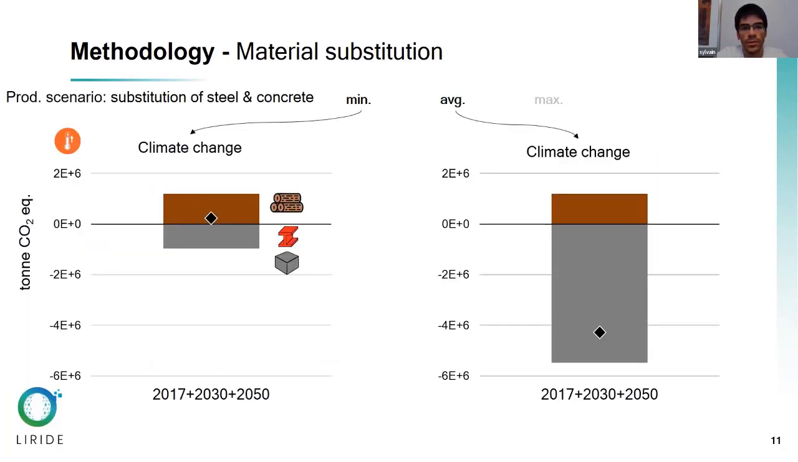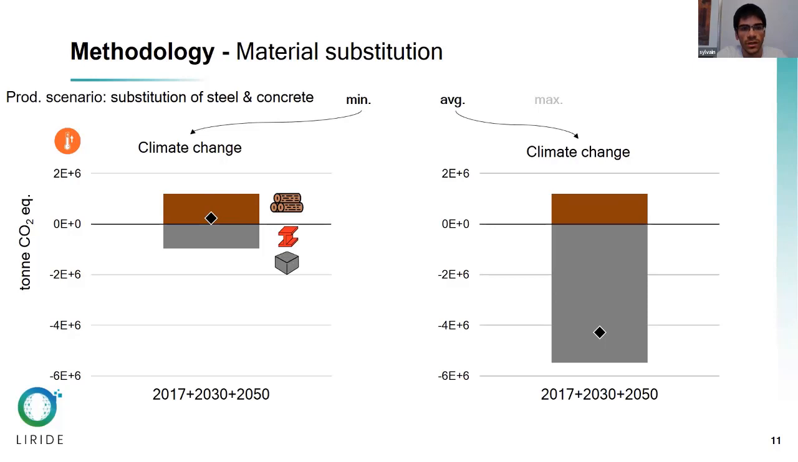So for the minimum scenario, even if the result is just above the x-axis, there is no impact displacement in the production stage. So it means that wood does not sufficiently replace steel and concrete, which are not GHG intensive compared to the average scenario. So this minimum scenario is more relevant to understand the contribution of the other elements of the modeling. So I presented you the production.